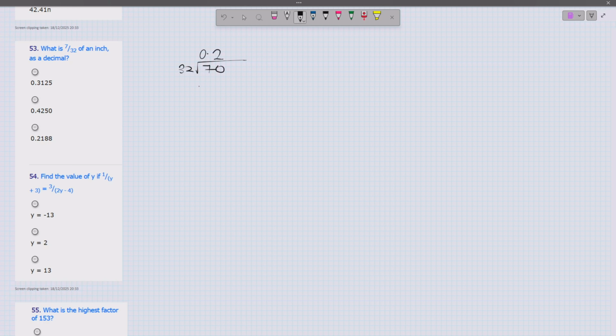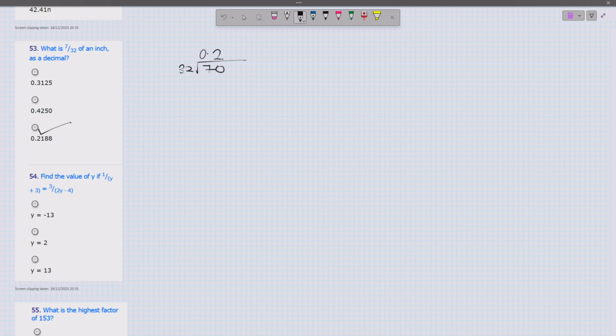The moment you get 2, you should predict that the answer is 0.2188, because the rest is 0.3, 0.4. So you had 0.2, so you can directly predict the answer. But for further explanation, we need to solve it completely.